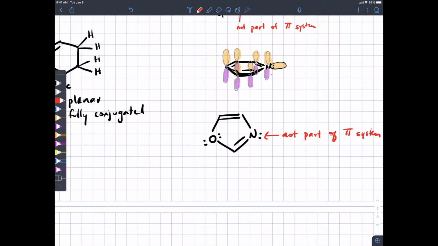Okay, let's talk about oxygen. Are all of these involved in resonance? One or none? Maximum of one. So justify that for me. Why is that the right answer?